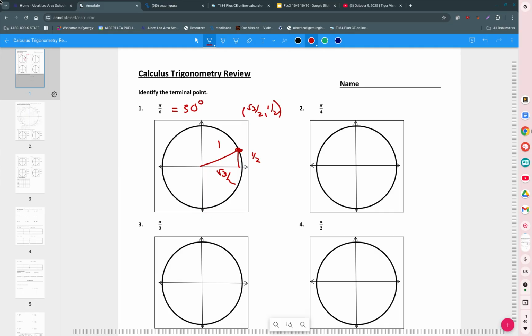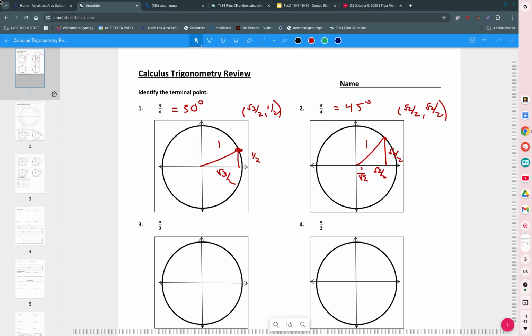Pi over 4 is 45 degrees. And remember, the hypotenuse is always 1. We get the other side by dividing by the root of 2, so we have 1 over the root of 2. And when we simplify that, we get root of 2 over 2, root of 2 over 2. So therefore, the coordinate is root of 2 over 2, root of 2 over 2.